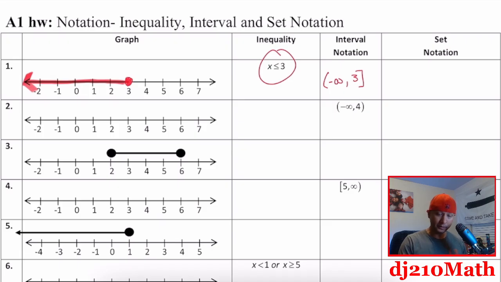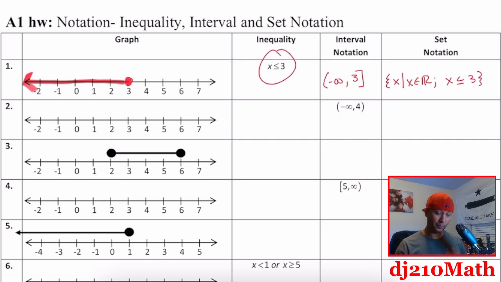All right, for set notation, curly bracket, we put the little verbiage that we put every time when it's a line like this. So our variable is x, such that we know that x is a real number. It's continuous, right? It's on a number line. And then we put the inequality. So x is less than or equal to 3. Too easy. All right, moving right along.